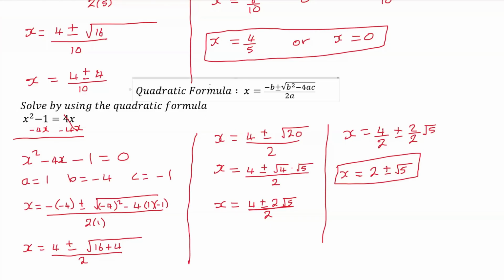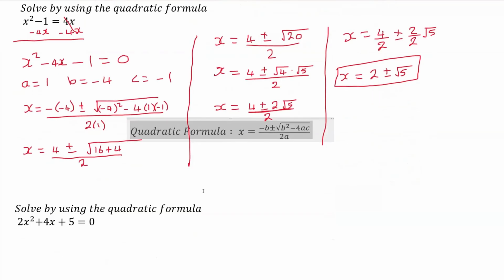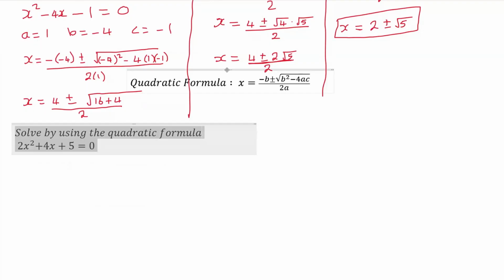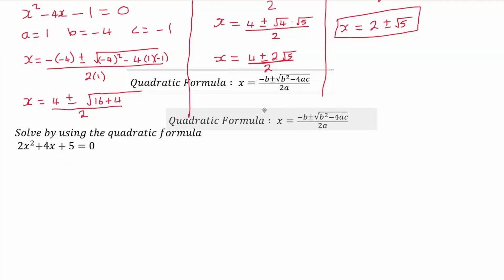All right. So let's try one last one. So here, I need to keep the formula again. So same idea. We're using the quadratic formula. And so we have 0 on one side, so we don't have to do anything. So this problem says solve by using the quadratic formula. And we're trying to solve 2x squared plus 4x plus 5 equals 0. So we're trying to solve that.